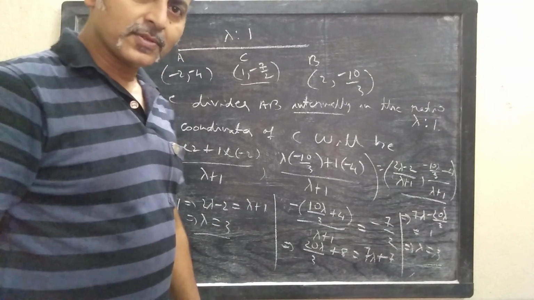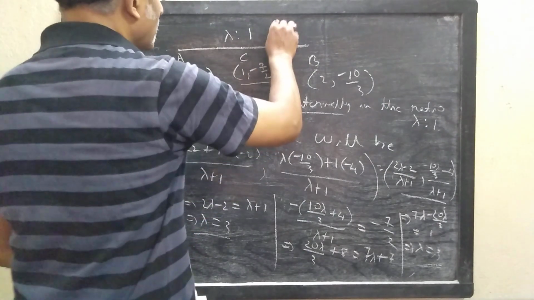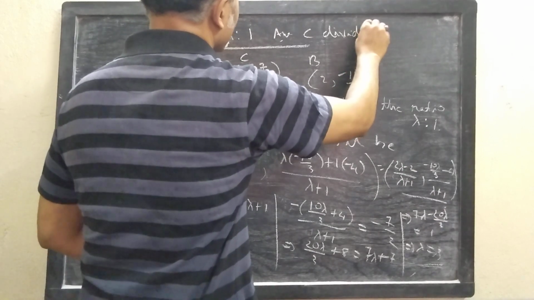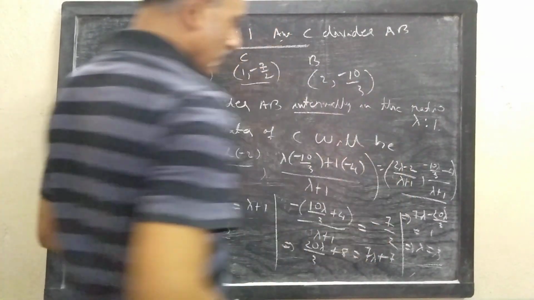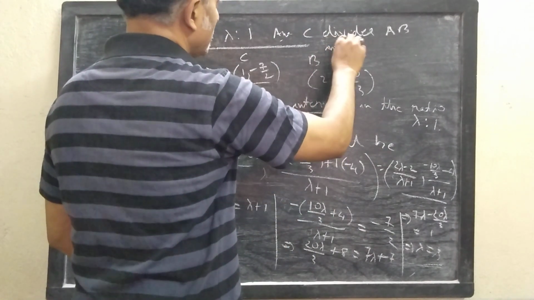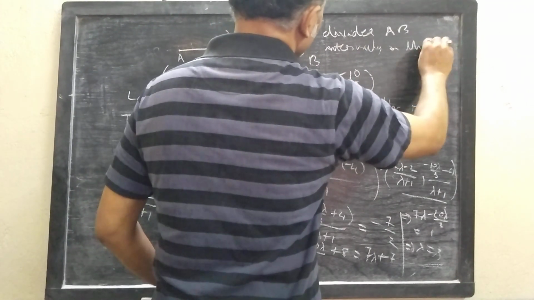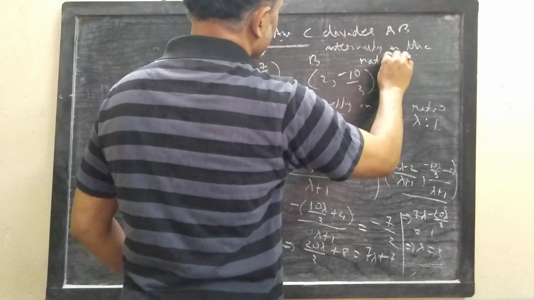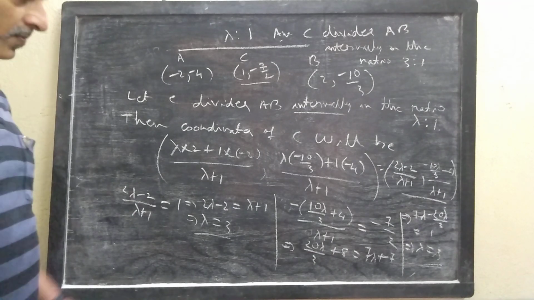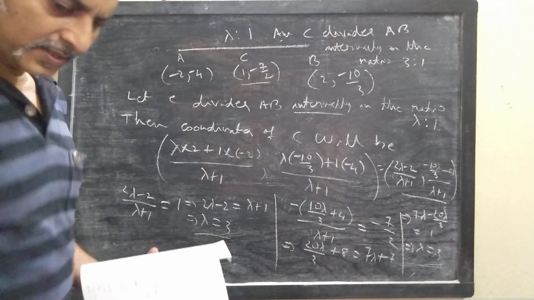So when we get lambda equals 3, then what is our answer? We will answer it in this way. Our answer will be C divides AB. Look, here lambda is positive. So C divides AB internally in the ratio 3 is to 1. Okay. Next question.